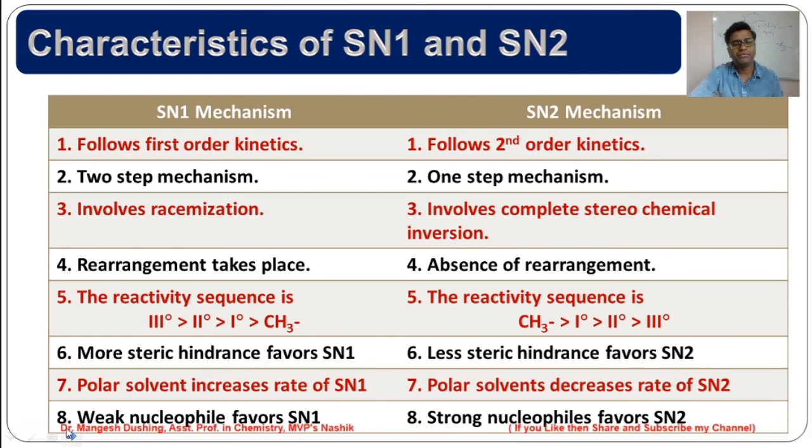Similarly, a weak nucleophile favors the SN1 mechanism, while a strong nucleophile favors the SN2 mechanism. SN1 mechanisms are controlled by the thermodynamic factor. That's why a weak nucleophile favors SN1, while strong nucleophiles favor SN2, because SN2 reactions are monitored by kinetic factors. So as strong nucleophiles are there, that favors the SN2 mechanism.